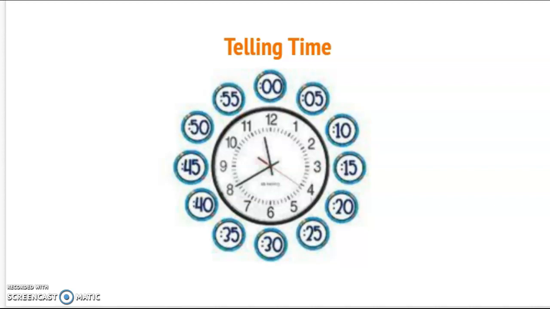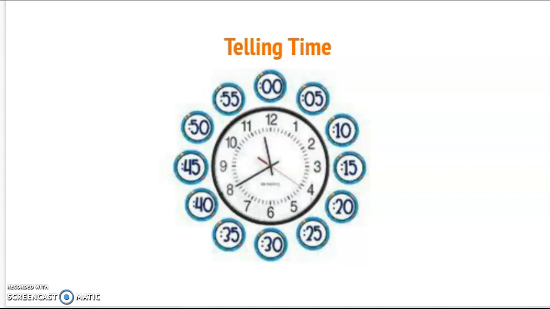And then you can continue to count around by 5s. So we go from 0, 5, 10, 15, 20, 25, and 30. When you see the minute hand on the 6, it is 30. So we're only really focused on the minute hand being on the 12 and the minute hand being on the 6.